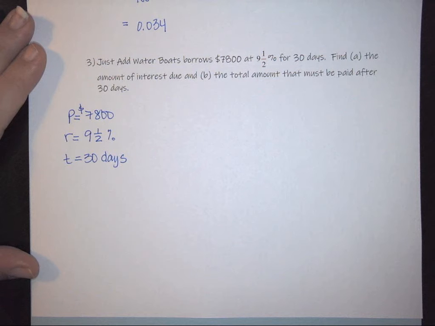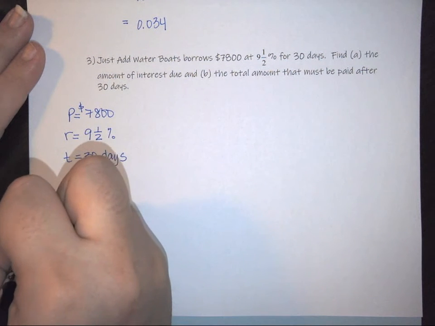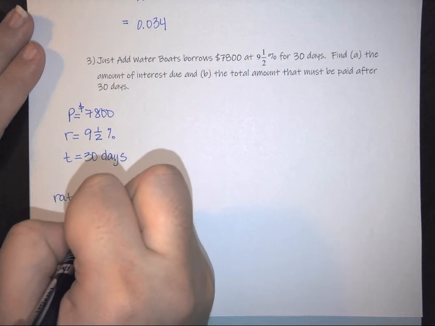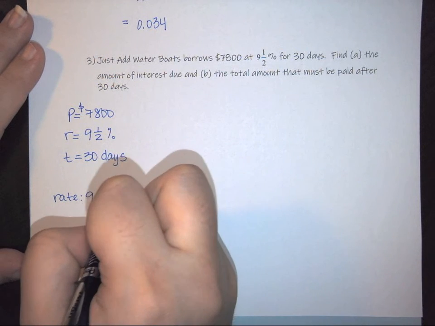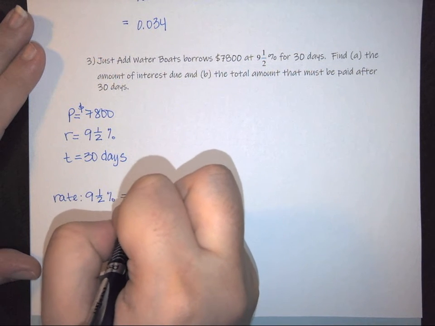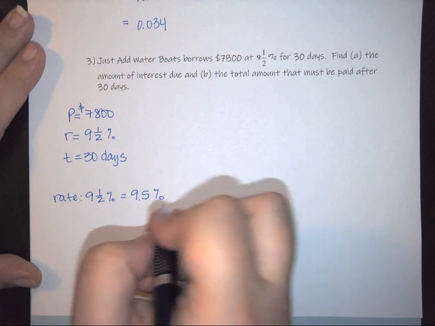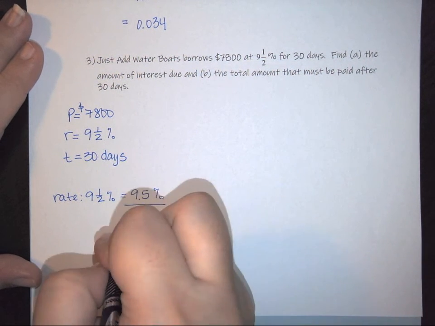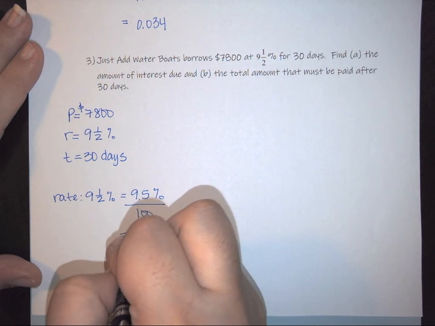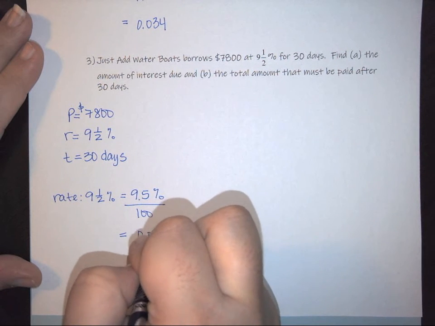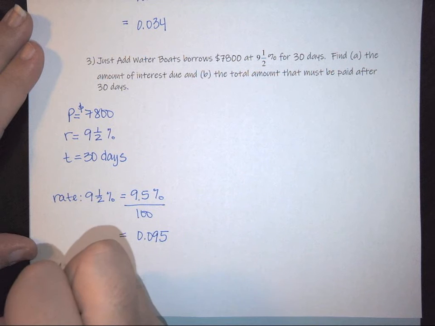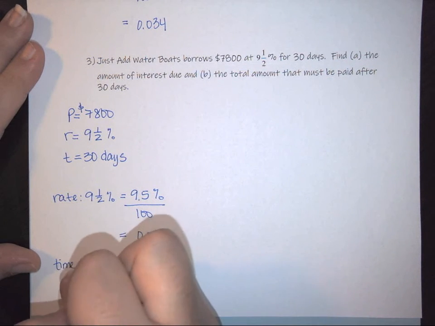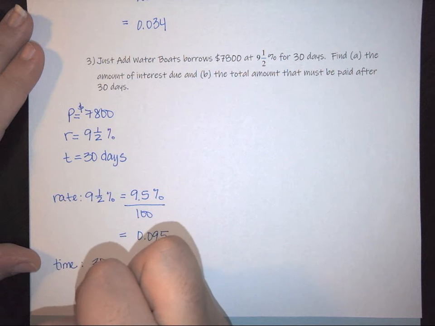Now the first thing we need to do again is pay attention to the fact that my rate here was 9.5%. So 9.5 is the same as 9.5%. Remember, we have to divide by 100 in order to get our conversion. So my rate here is going to be 0.095. In terms of my time, it was given to me in the amount of 30 days.